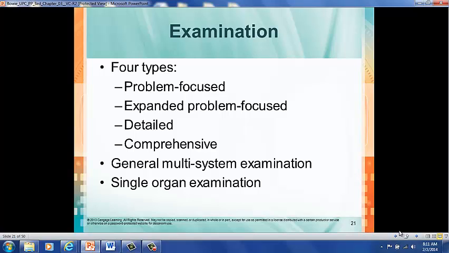A detailed history includes documentation of 4 or more elements of the HPI, a review of 2 to 9 systems, and an element from the past family and/or social history which may be related to the patient's problem. The comprehensive history contains documentation of 4 or more elements of the HPI, a complete review of systems, and a complete past family and social history.